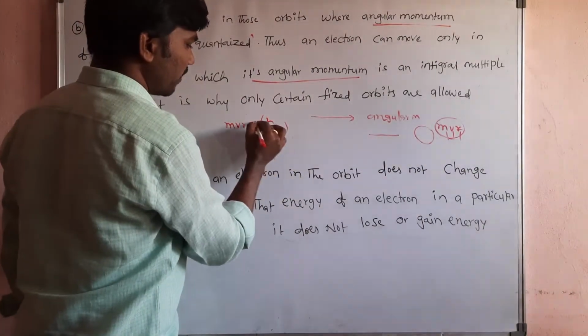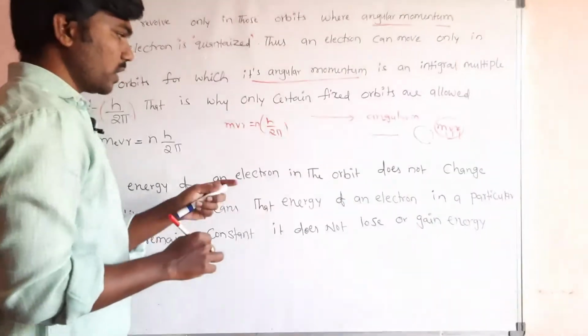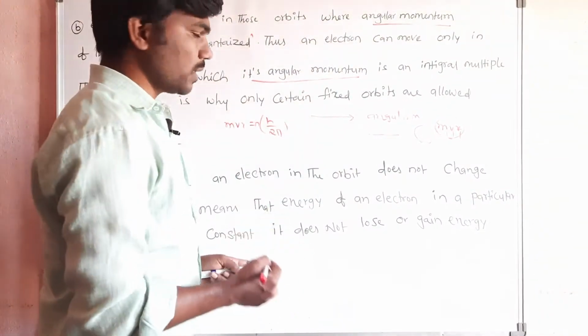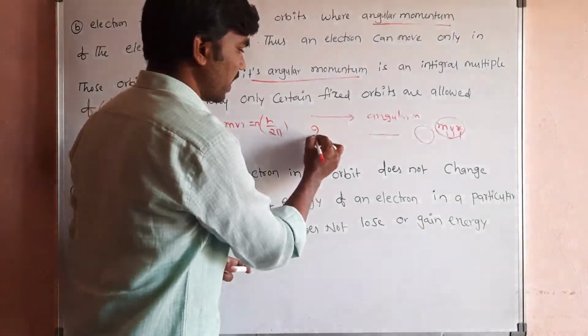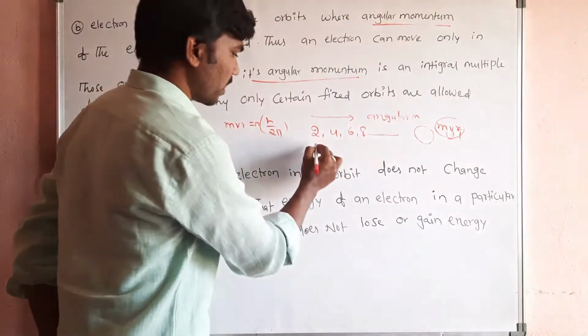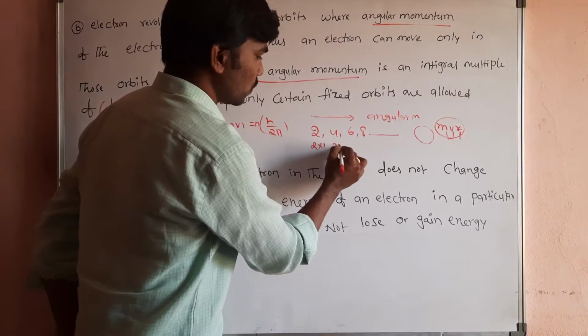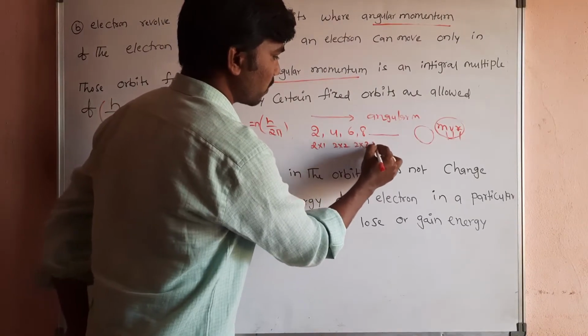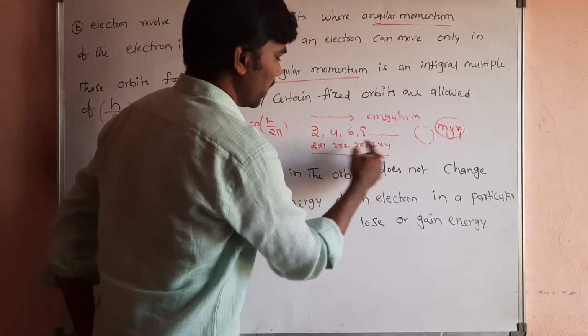Integral multiple means here we have to take n. What is meant by integral multiple? For example, what are the multiples of 2? We will write like this: 2, 4, 6, 8. Here 2 into 1, 2 into 2, 2 into 3, 2 into 4. This is the multiples of 2.